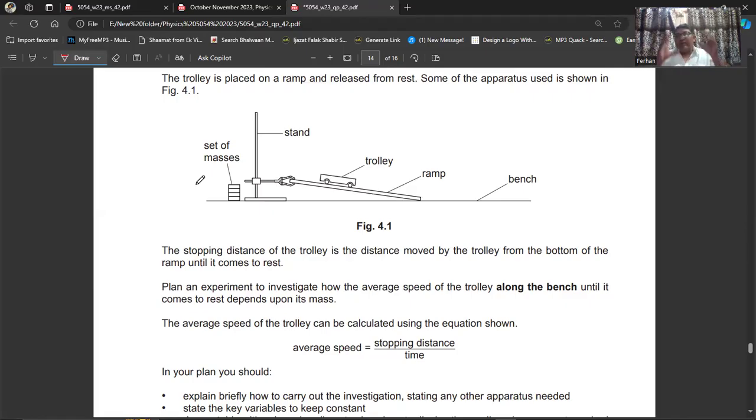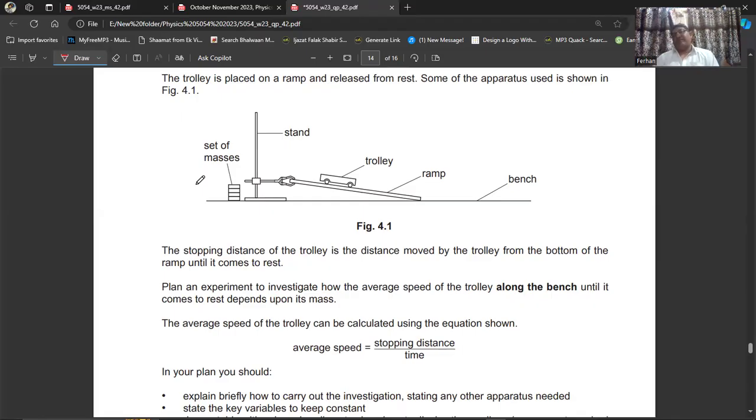You will make a table. In the first column you note down the mass on the trolley. In the second column you note down the distance moved on the horizontal bench. Then you take the time taken, in seconds, and then you make a column for the speed, where you divide the distance by the time to get the speed. And then at the end, how will you come to a conclusion about the relationship between the mass of the trolley and the average speed?